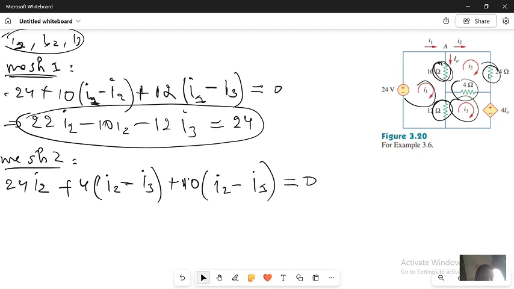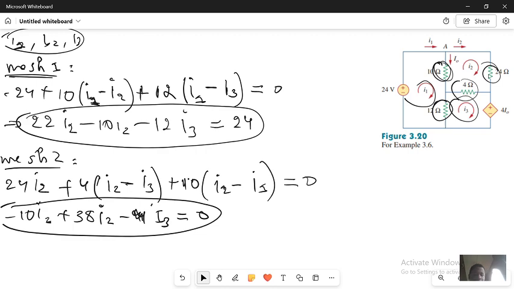So I will have minus 10 I1 here. I will have 24 I2 plus 4 I2 is going to be 28, plus 10 I2 is going to be plus 38 I2 minus 4 I3 minus 10 I1 is going to be equal 0. Now I get the second equation.